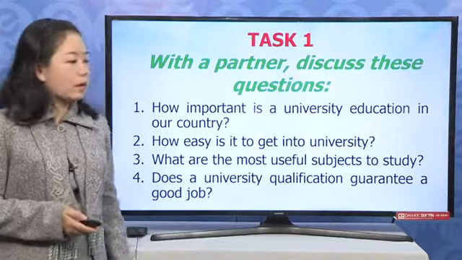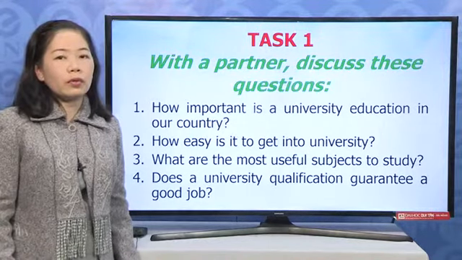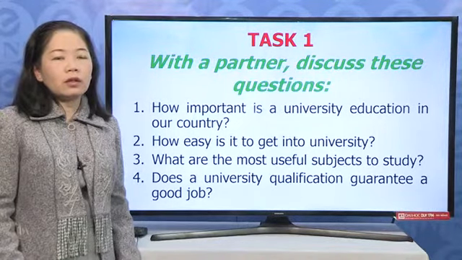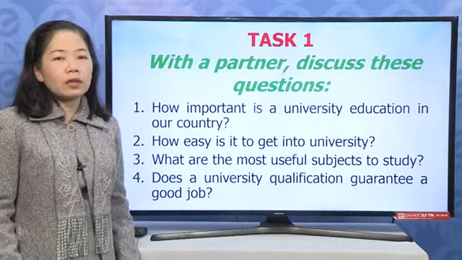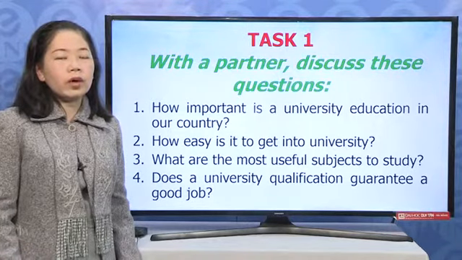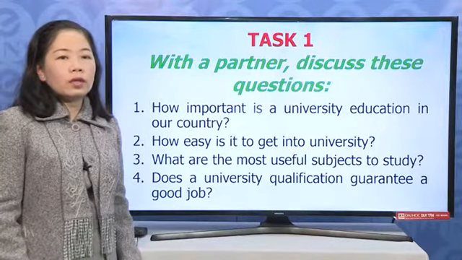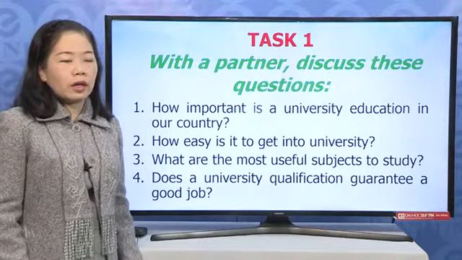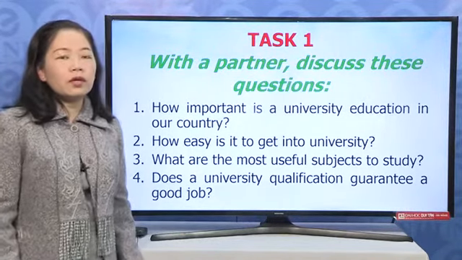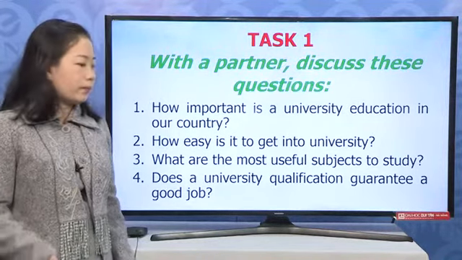Now, question number three. What are the most useful subjects to study according to you? You can tell your partners the main subjects in the school curriculum, like mathematics, literature, English, physics, chemistry, etc. Those are the subjects that help them to go to university and continue learning at university. Question number four, does a university degree or qualification guarantee a good job?